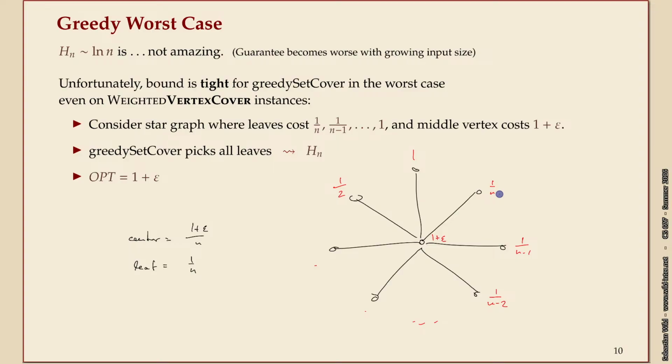I have 1 less element to cover, so I have 1 plus epsilon divided by n minus 1 in the next step. And so again, this leaf appears cheaper to the greedy algorithm. And so it picks all the leaves around there, all the n sets, whereas I could have picked the center at the start. So the optimal cost is 1 plus epsilon, which is obvious here. But the greedy set cover decides to pick all the leaves around there.